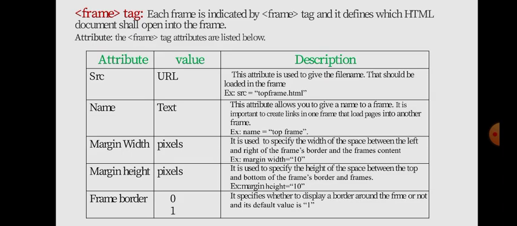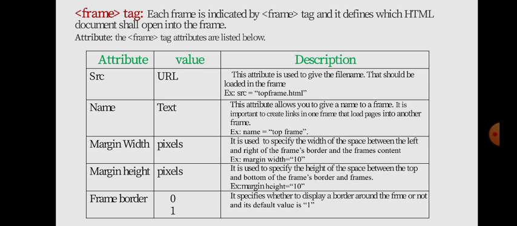Next one, frame tag. Each frame is indicated by the frame tag, and it defines which HTML document shall open in the frame. So using the frame tag, we will open different HTML documents in each frame. There are some attributes used in the frame tag. First one, src, means source attribute.